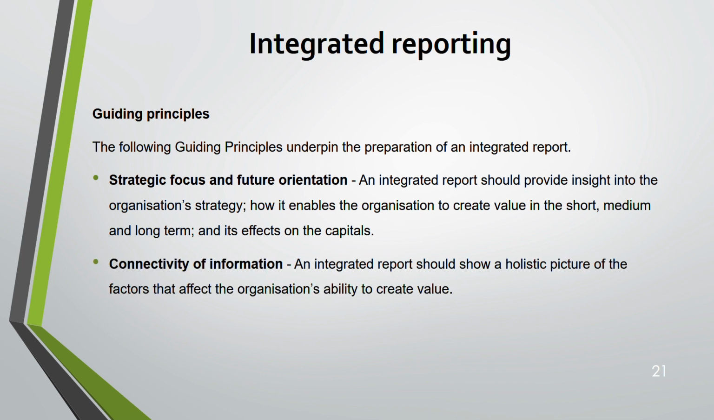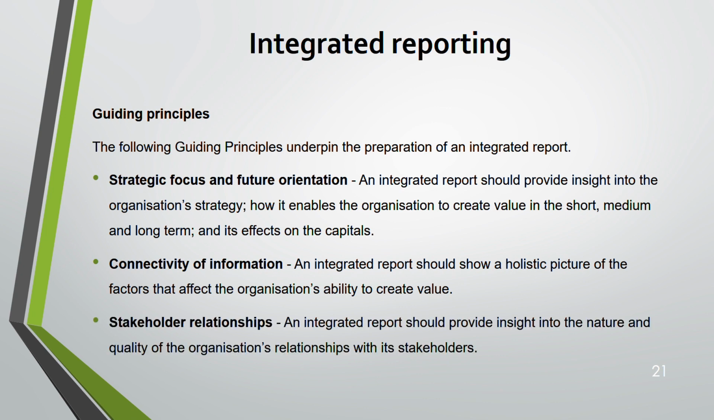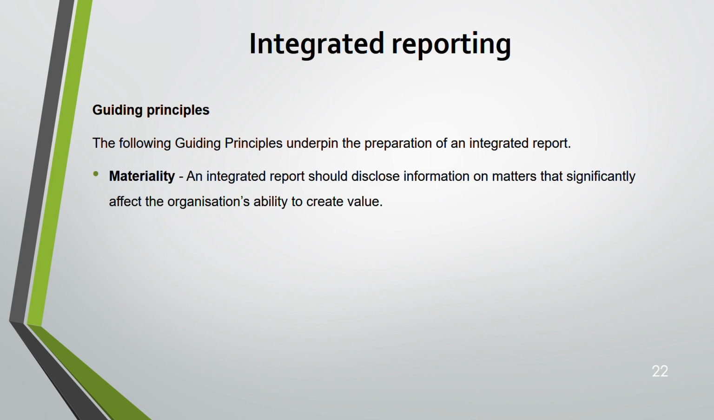Second, your information should be connected. One piece of information should not contradict another factor. They are interlinked. For example, if you are seeing through a customer satisfaction survey that customers are not satisfied, it is very unlikely that your profit will be high, right? So it should link. Third, stakeholder relationships. Integrated reporting should say what is the quality of the relationship between the stakeholders and the organization. Then the fourth principle is materiality. You should only include those things in integrated reporting which can materially affect the organization's value, not every little thing.